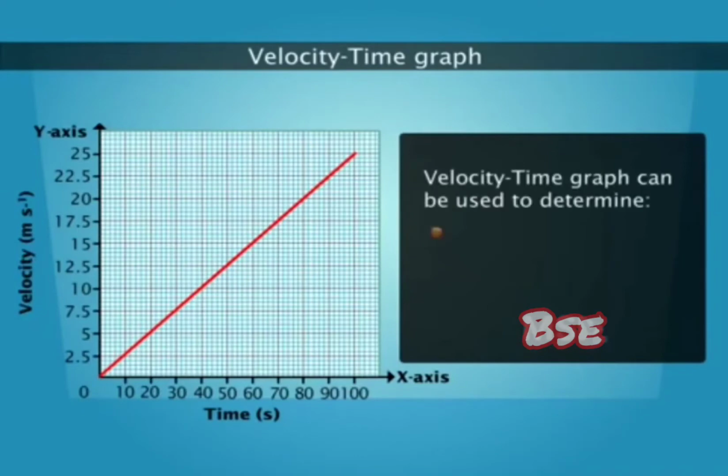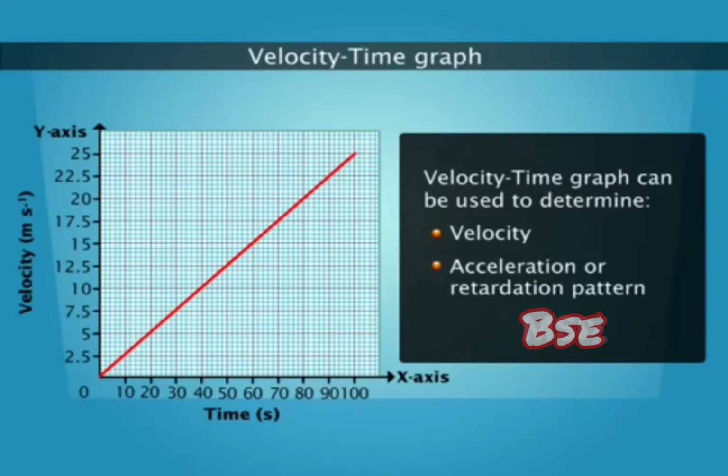Similarly, a velocity time graph informs us about an object's velocity during specified periods of time, an object's acceleration or retardation pattern over a period of time, and its displacement during a specified period of time. Let's examine a velocity time graph and understand how it can be used for these calculations.